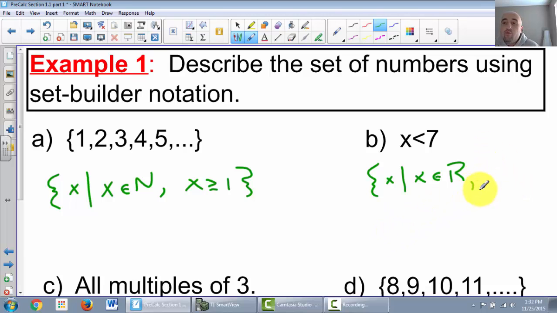Now we just have to describe where the numbers are located. Well, this one's kind of nice. It tells us it's everything less than 7. So x is less than 7, close your set. There we go. So that one's kind of nice. All right, so that's example A and B.